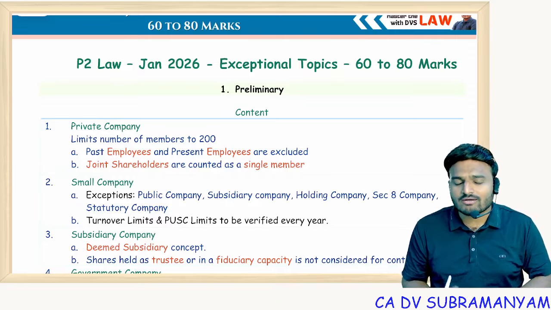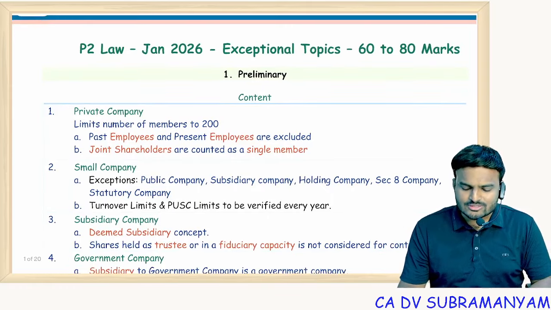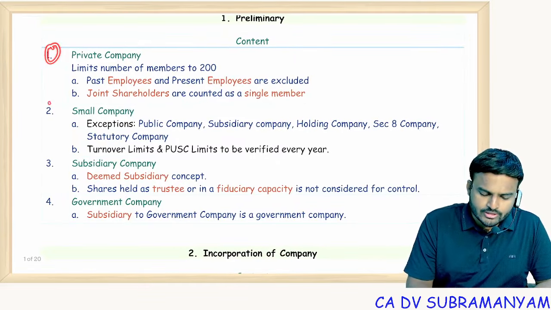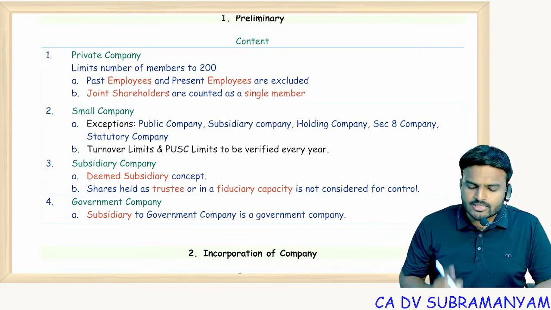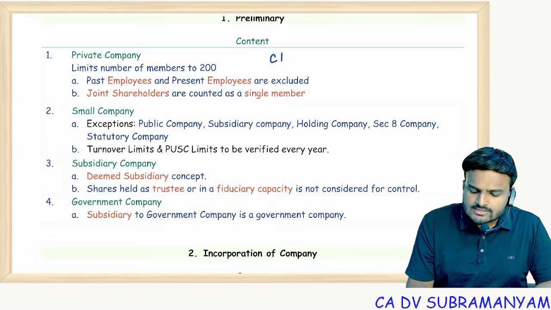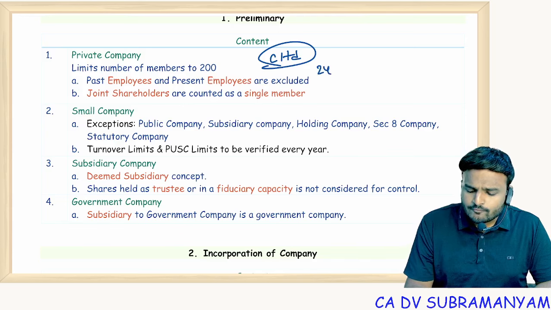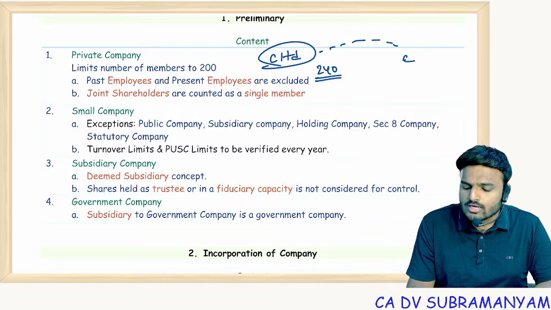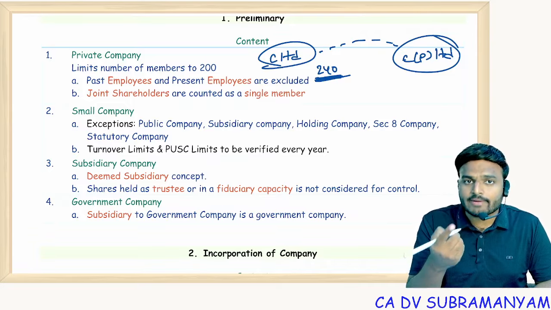We are going to have a lot of good time. Starting with Preliminary. In the preliminary topic, 4 topics are very important: private company, small company, subsidiary company, government company. In private company, they can ask you a question like this: C Limited, a public limited company, having 240 members as per the register of members, wants to convert itself into a private limited company. Whether any reduction in the number of members is required or not, they may ask you a practical question like this.